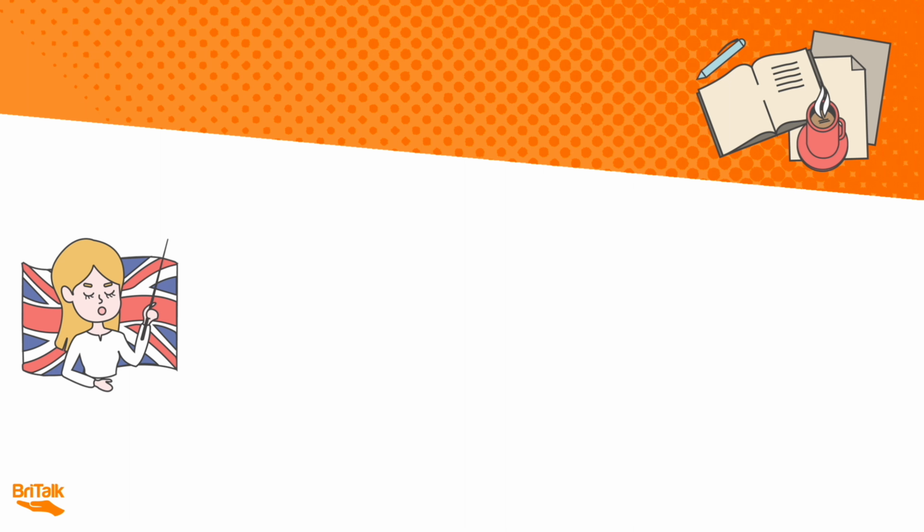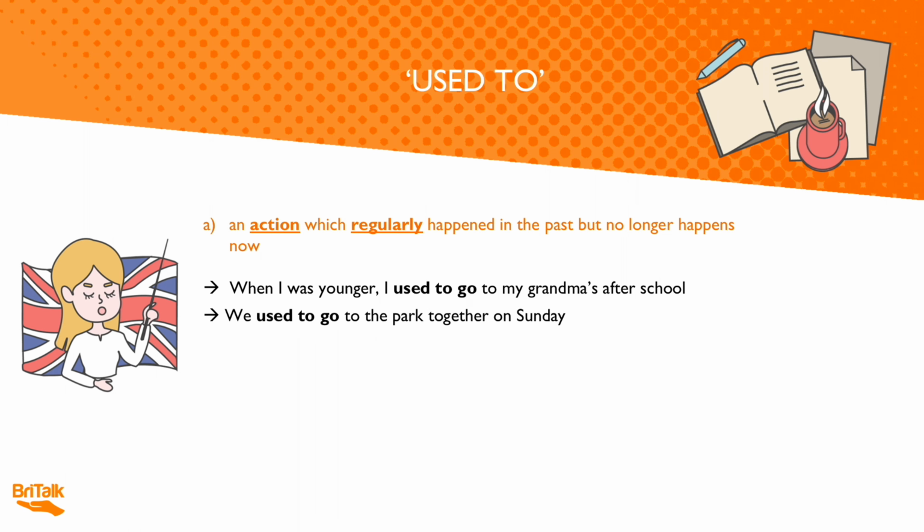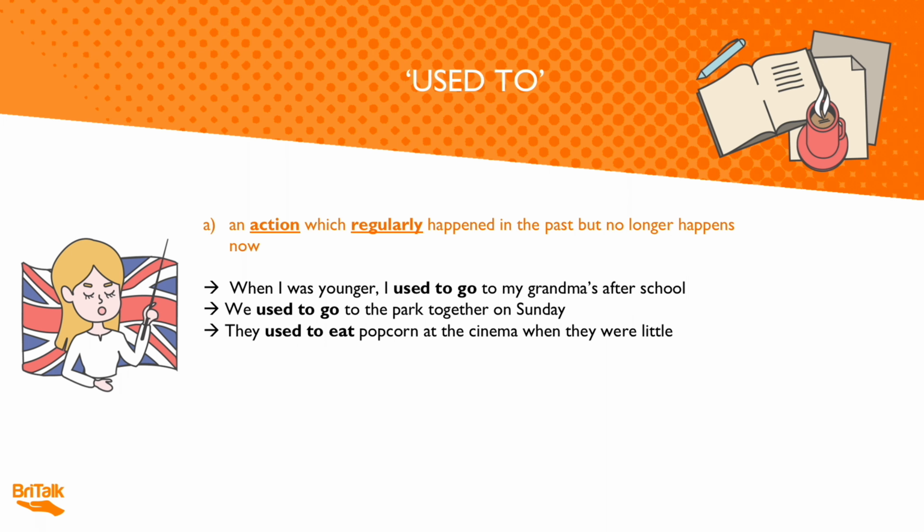The modal verb used to in English is used to talk about an action which regularly happened in the past but no longer happens now. For example, when I was younger, I used to go to my grandma's after school. We used to go to the park together on Sunday. They used to eat popcorn at the cinema when they were little.